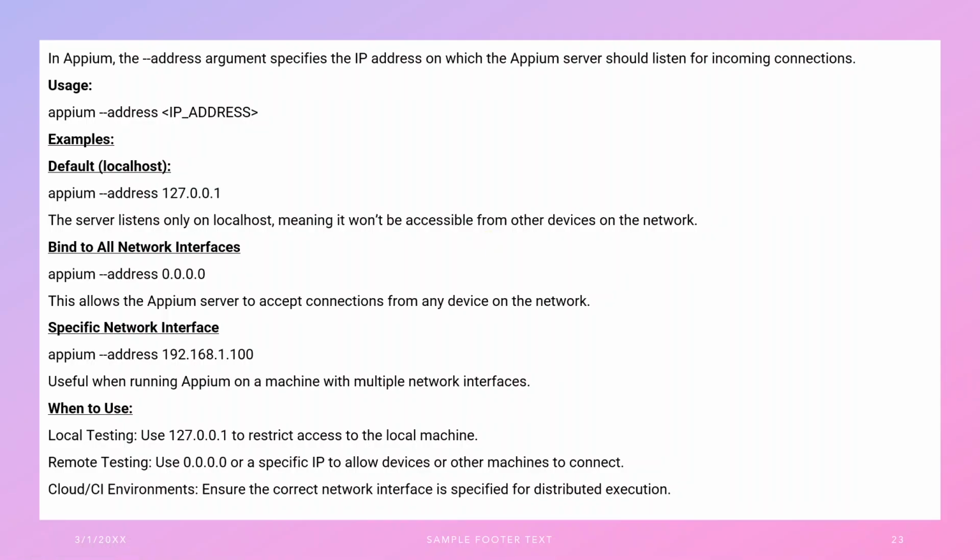And if you do not mention the address either, by default APM will always run on localhost. If you use this address argument with 127.0.0.1, or if you use just apm, both are the same. So we'll see how exactly.